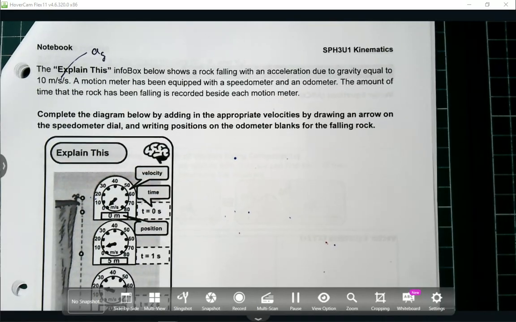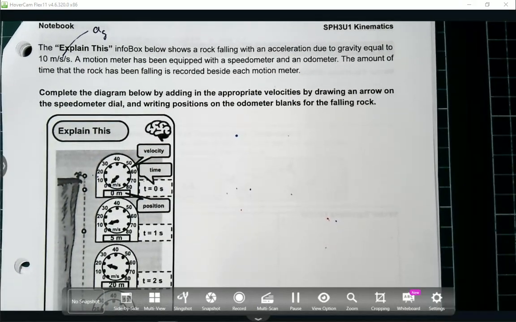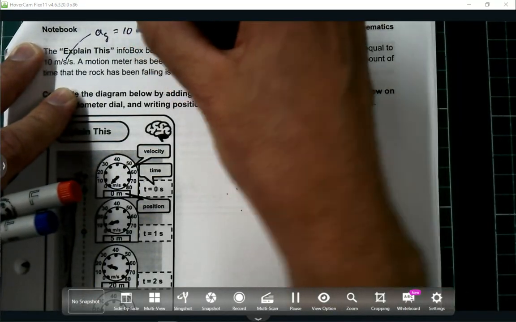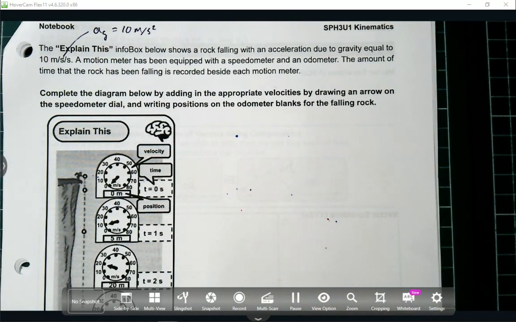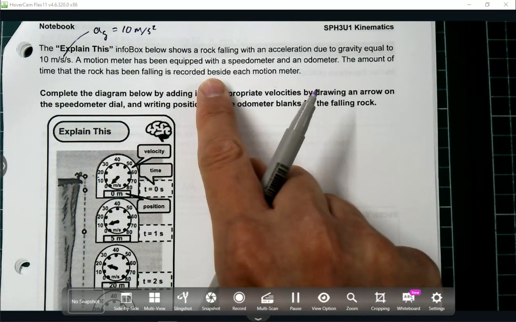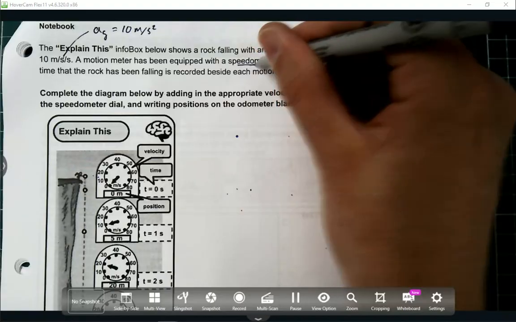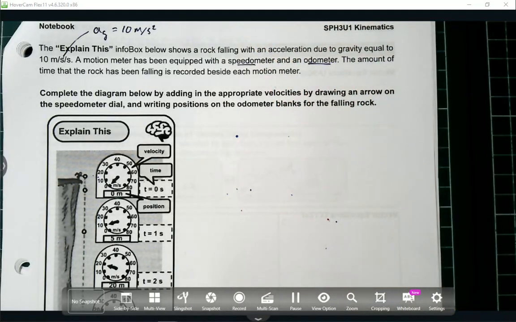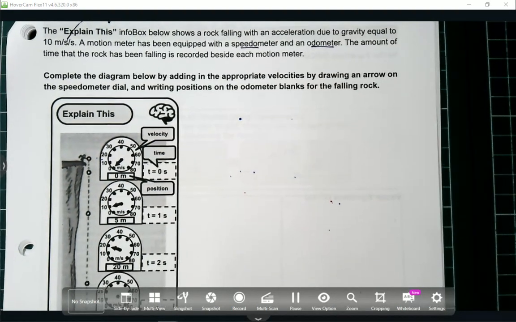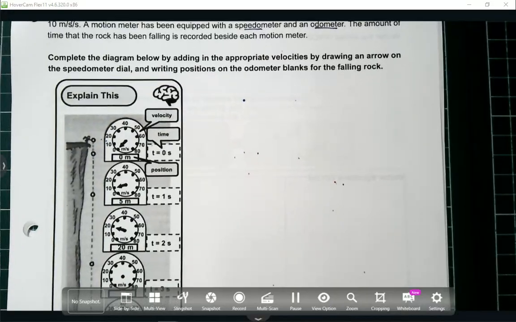So we've got gravity 10 meters per second squared. We won't usually use that as a value. This is just for head math purposes, okay? We've got a motion meter that's been equipped with a speedometer and an odometer. Now, a speedometer is how fast something goes. Odometer is how far, okay? So there's a motion meter that's got both of those reading capacities, and we're going to look at how much time goes by as this thing falls.